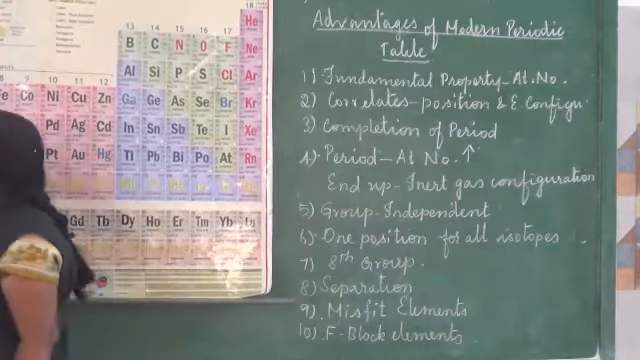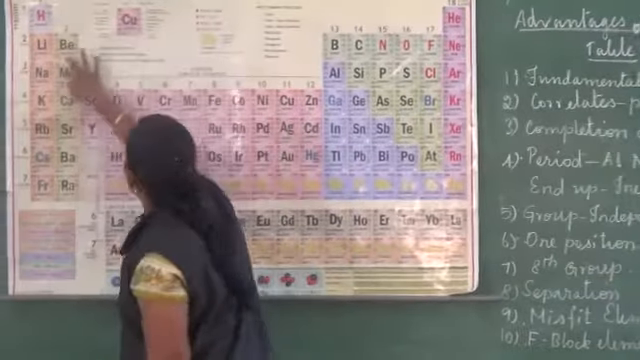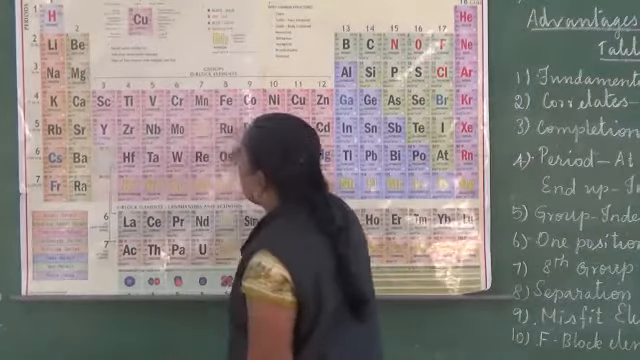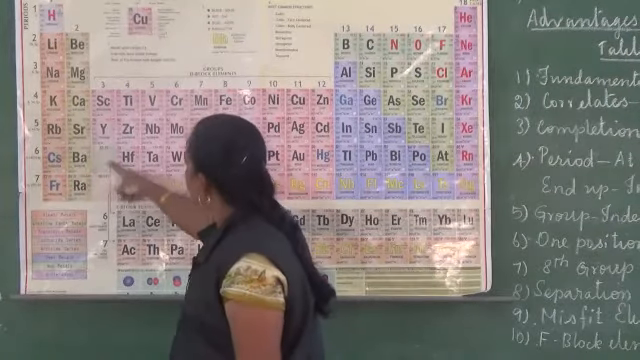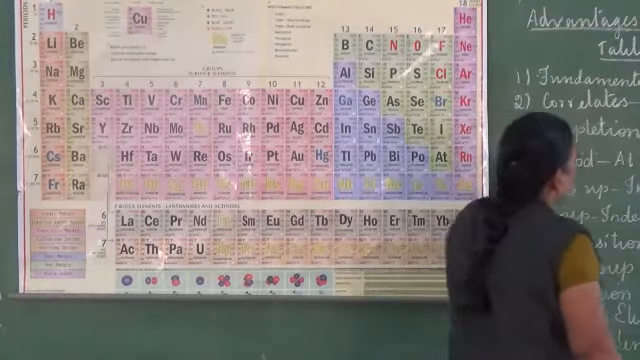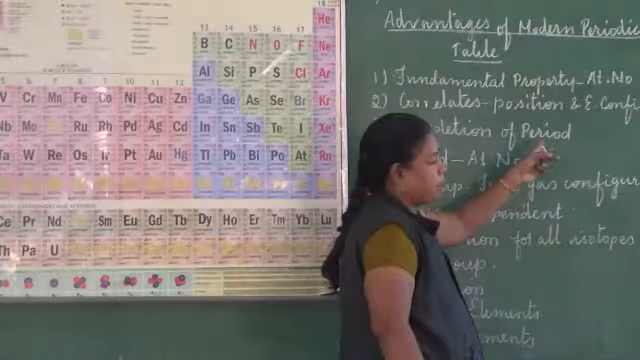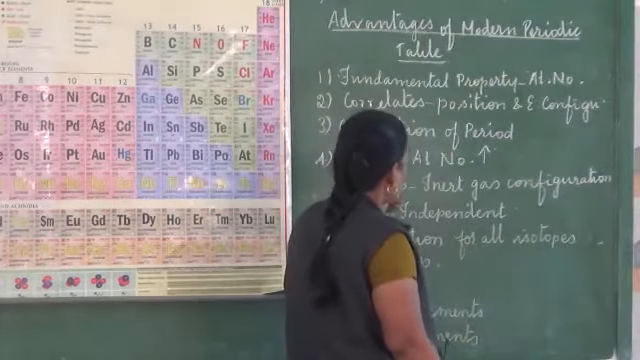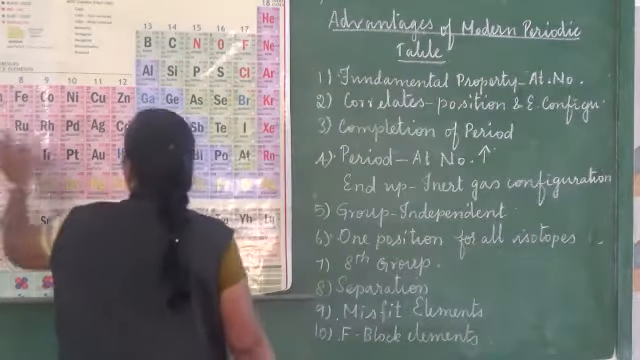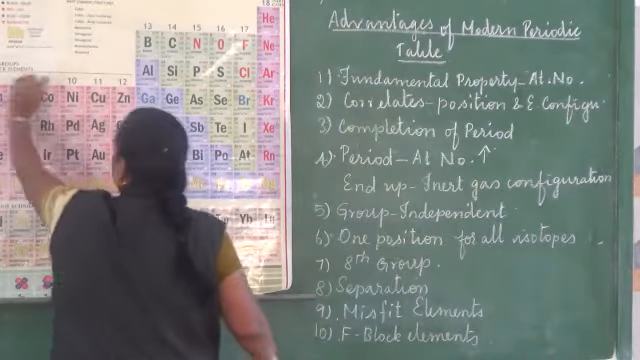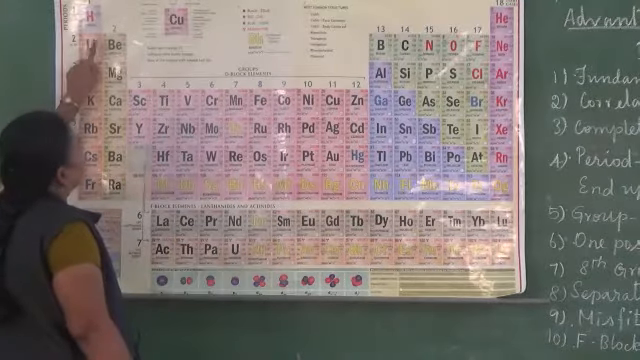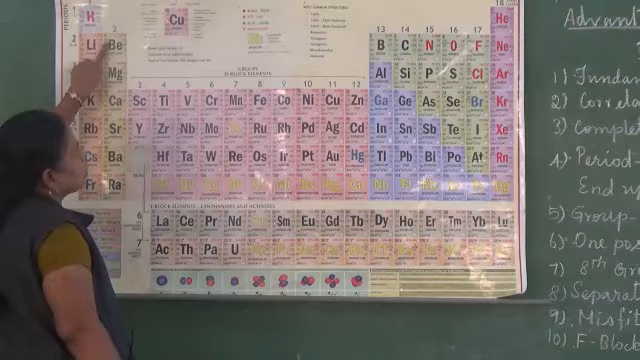These are periods. This is the first period, this is the second period, this is the third period, this is the fourth period, this is the fifth period, this is the sixth period, this is the seventh period. So the completion of each period is logical. And the elements in the periods are arranged in increasing order of atomic number. Let us see, for lithium the atomic number is 3, for the element beryllium the atomic number is 4.